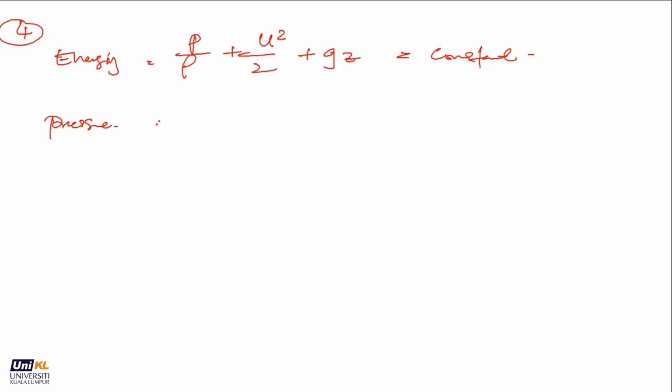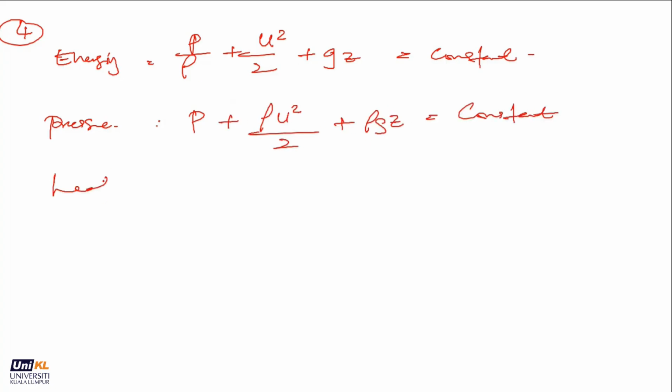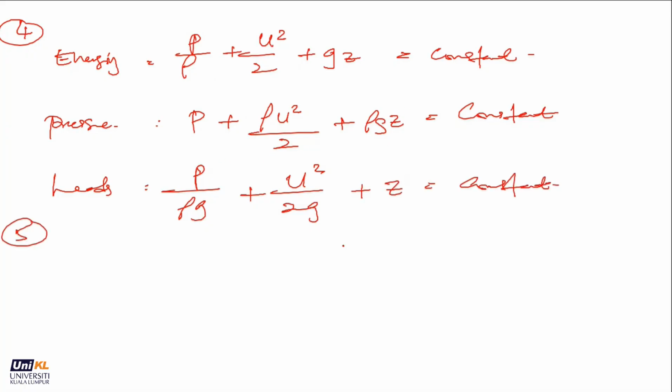Express the Bernoulli equation in 3 different ways using A energies, B heat, and C pressure. Number 5, state 4 major assumptions used in the derivation of the Bernoulli equation.